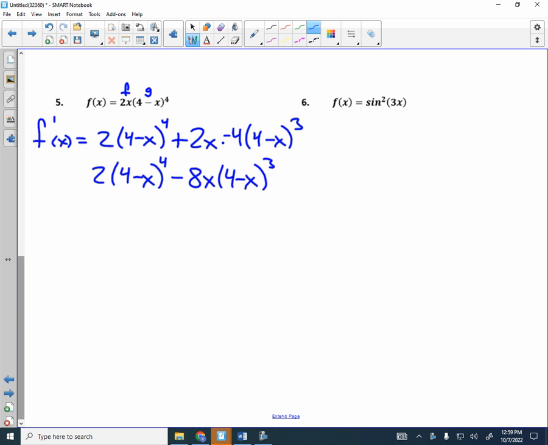Okay, you're excellent at factoring. What is the common factor that you can remove? 2 times 4 minus x to the 3rd power. That is the common factor I'm taking out. And to kind of make sure that I'm making my point, I'm writing a large parenthesis. I'm taking that whole thing out of both of these. When I take out a 2 times 4 minus x to the 3rd, what remains? Just a 4 minus x. And then when I take out a 2 times 4 minus x cubed out of the second part, what's left? Negative 4x.